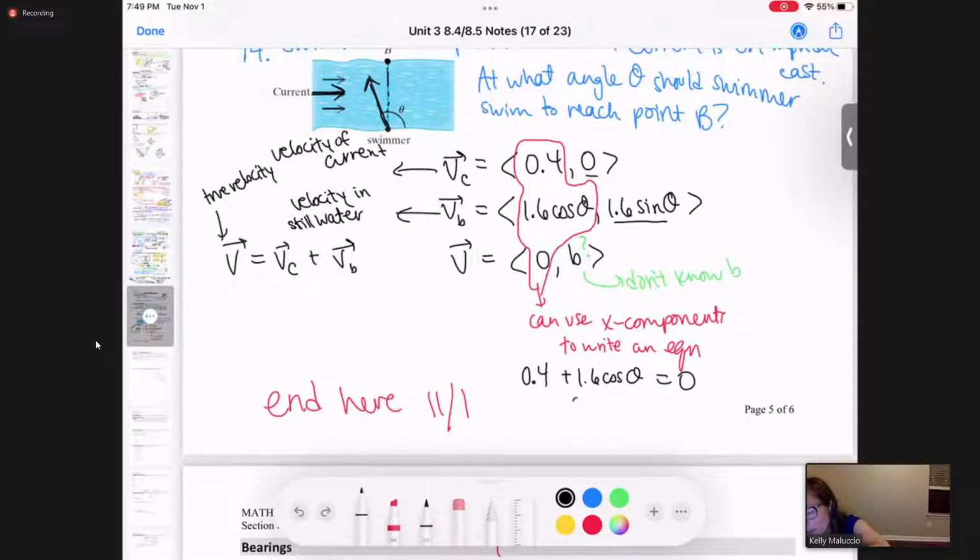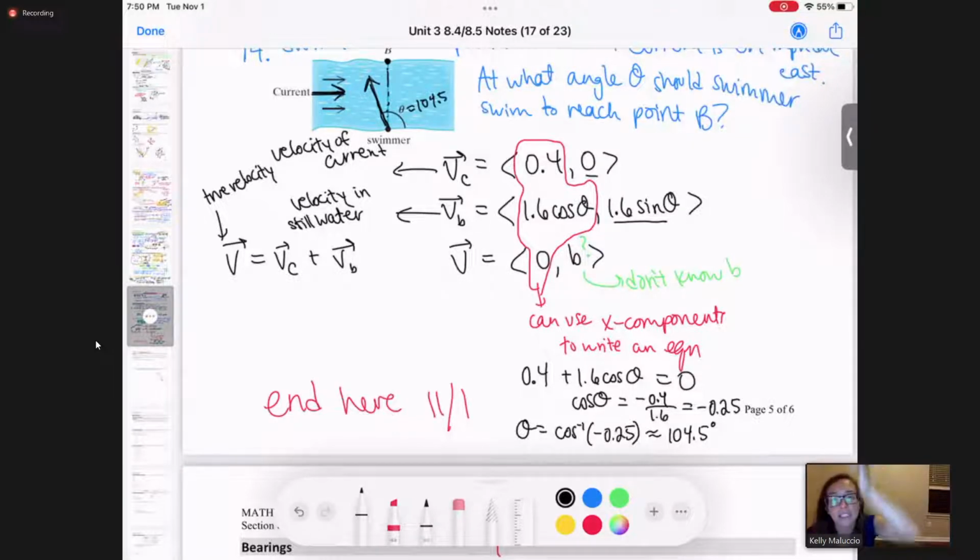So here we get cosine theta equals negative 0.4 over 1.6. That's negative 0.25, I think. Then we would take the inverse cosine of negative 0.25, and this would be our theta. It's about 104.5 degrees. And that makes sense in this picture, right? If this is like 104.5 degrees, you're swimming slightly past that 90 degrees north.